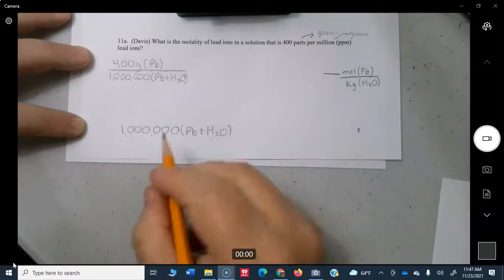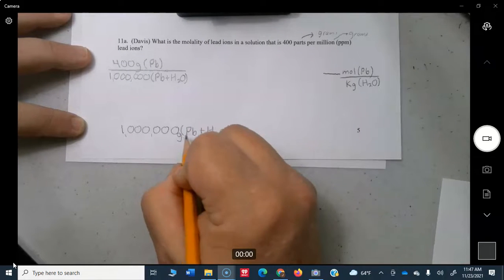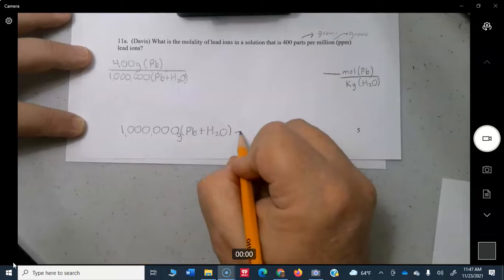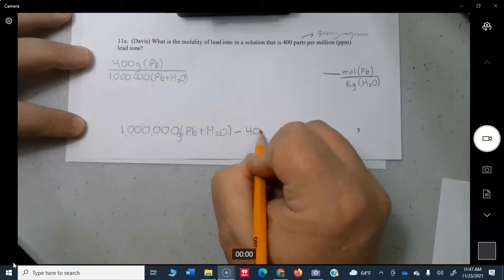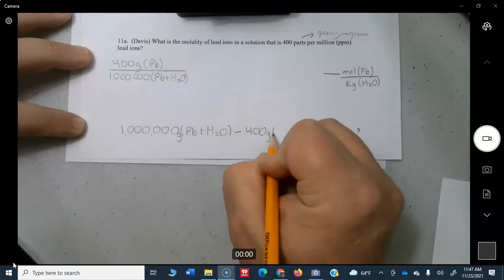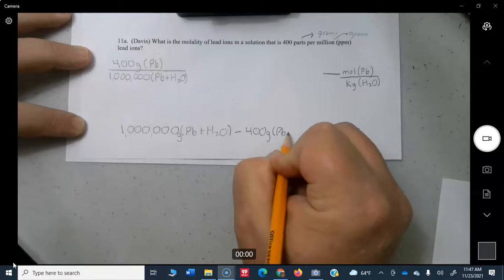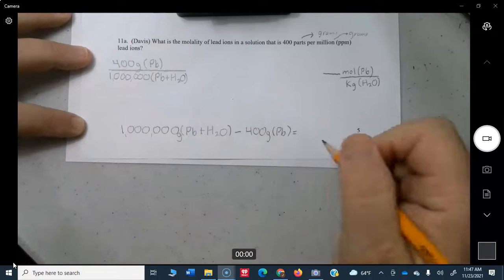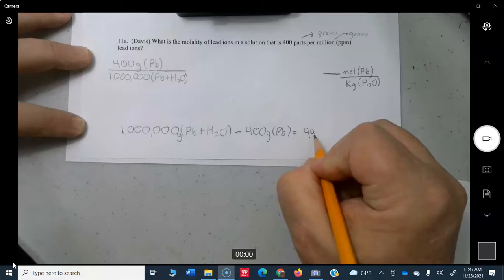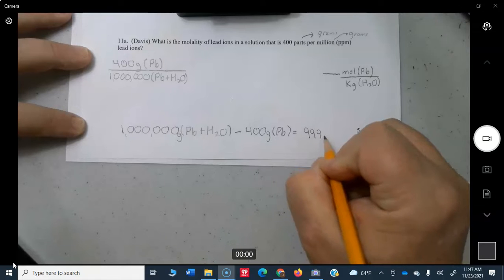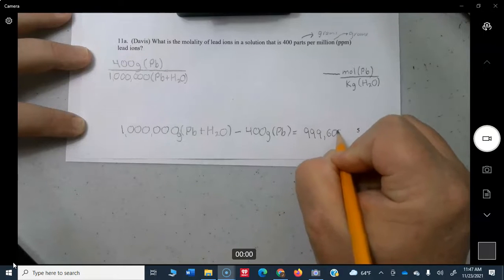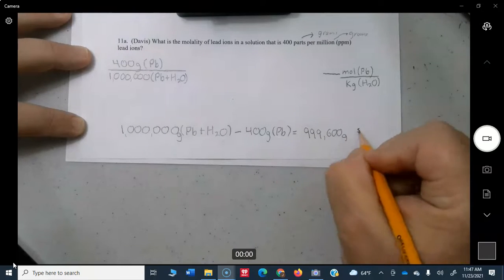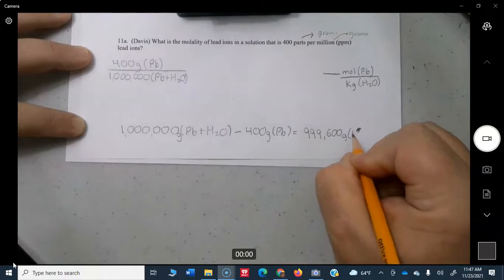So it's 1,000,000 grams, I should have written, 1,000,000 grams of lead plus water minus 400 grams of lead. Okay, that's what we know up here, equals 999,600 grams of H2O.